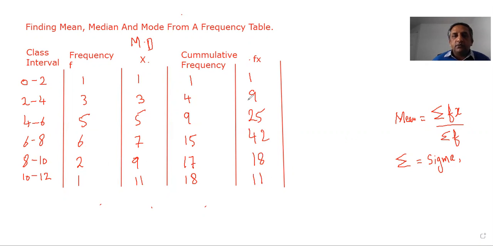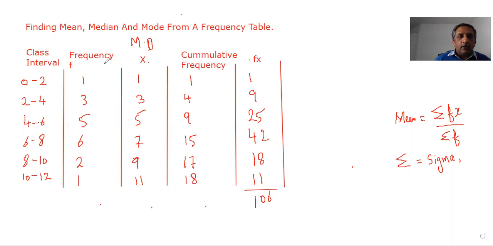So sigma fx means total of fx. So what it means, we will find the total of fx column. You see this column, it means we just have to add them. So what we do is, these type of questions, they come in the calculator paper as well sometimes. So we can just add them all. So I'm just going to add them. It's 1 plus 9 plus 25 plus 42 plus 18 and plus 11. So when you add all of them, we'll get 106, right? 106.